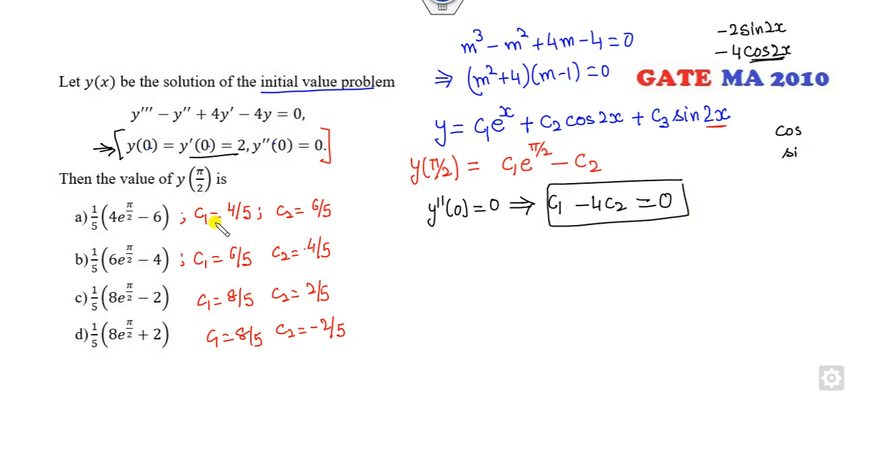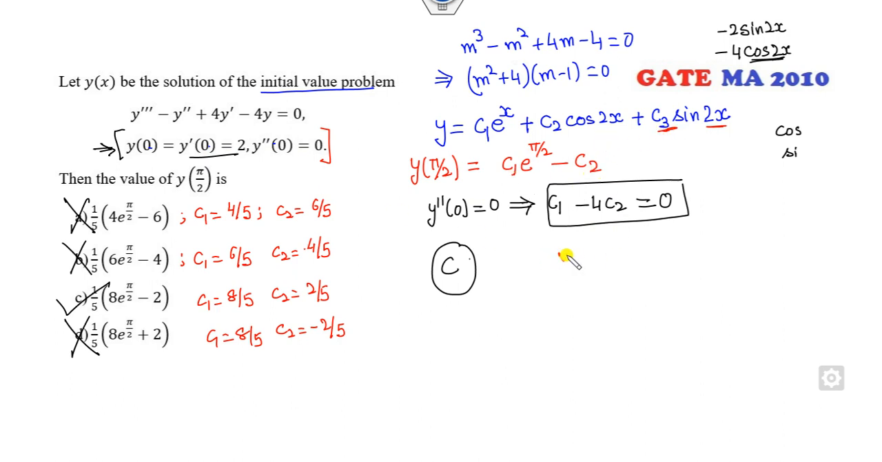Now check which of the following options are satisfied. 4 minus 16 not satisfied. 6 minus 16 not satisfied. 8 minus 8 satisfied. 8 plus 8 not satisfied. The right answer is C. Always remember, student, in the competition exam there is no need to solve each problem. We need c1 and c2, and there is no need to solve for them.